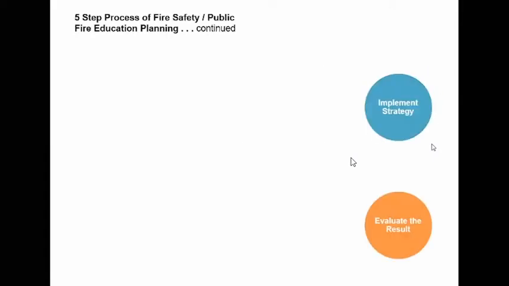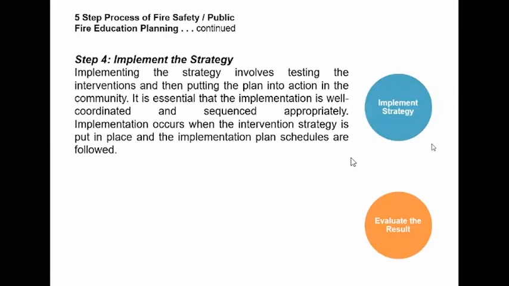Number 4. You now proceed to implementing this strategy. What does it say here? Implementing this strategy involves testing the interventions and then putting the plan into action. Test your intervention and put the plan into action in the community. It is essential that the implementation is well coordinated and sequenced appropriately. Implementation occurs when the intervention strategy is put in place and the implementation plan schedules are followed.